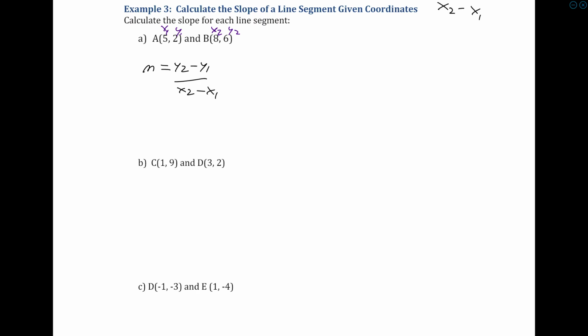No, I don't expect you to write the whole formula every time. It's fine if you sub in. So in this case, it's 6 minus 2 over 8 minus 5, or I end up with 4 over 3. You can leave it like that. That's perfectly fine as a slope. But most people would probably prefer either a mixed fraction or a number. So you could call this either 1.3 repeating, or you could call this 1 and 1/3. Either of those are fine.